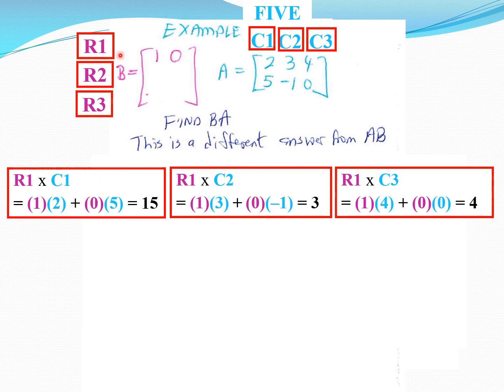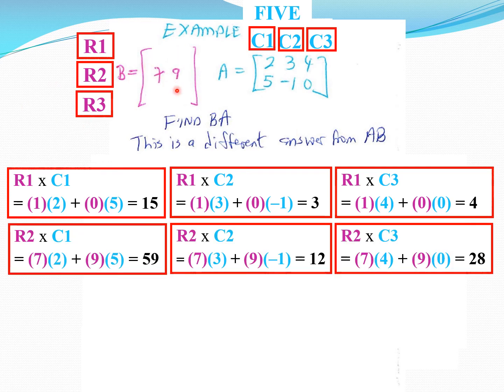So again, if we just concentrate on row 1 of the first matrix by column 1 of the second. So how do you do row 1 by column 1? You're used to the idea now. So 1 by 2, 0 by 5, that gives 15. Row 1 by column 2, 1 by 3, 0 by minus 1 gives 3, and 1 by 4 and 0 by 0 gives 4. So that's row 1 by those 3 columns. If you had more columns, you just keep going on. Then you move down to the second level. So let's bring the row 2 in.